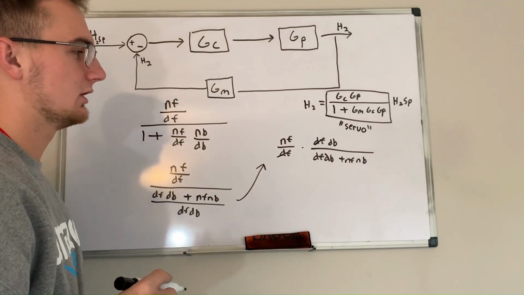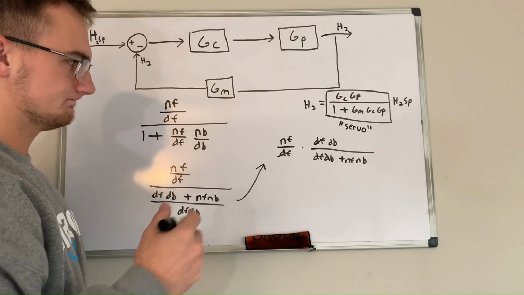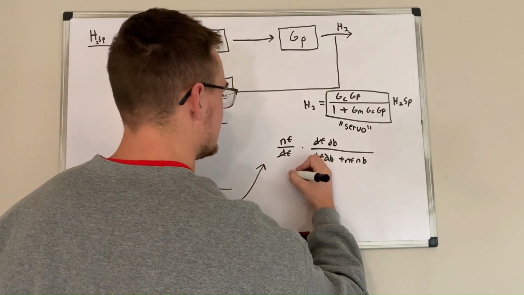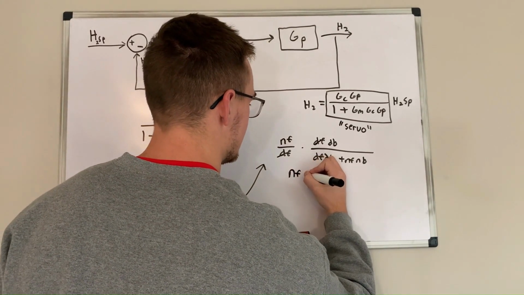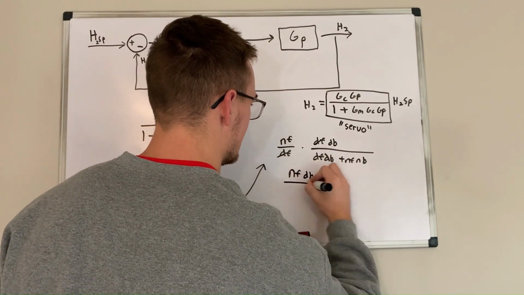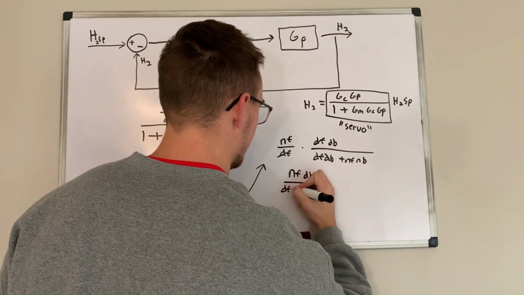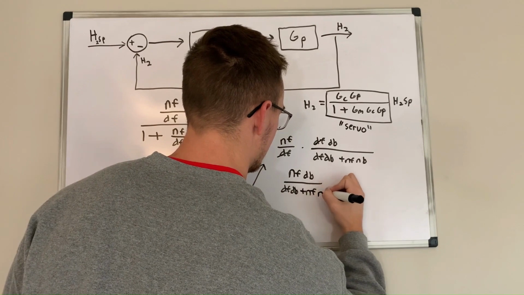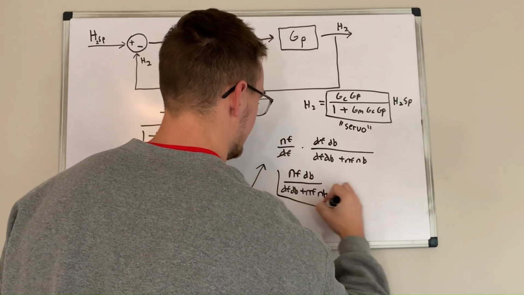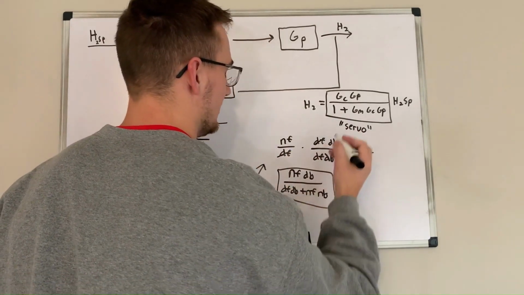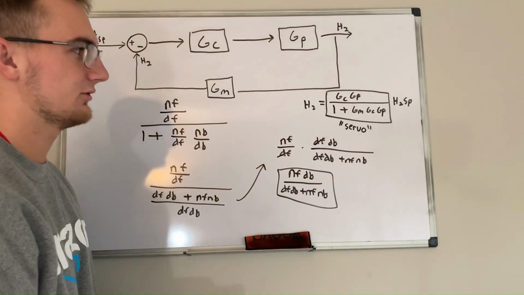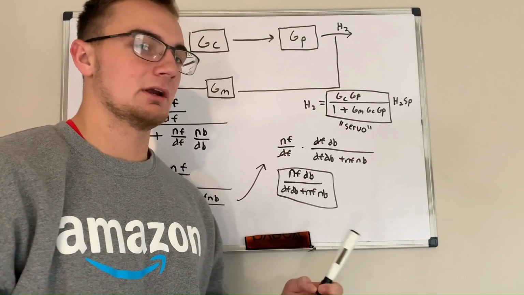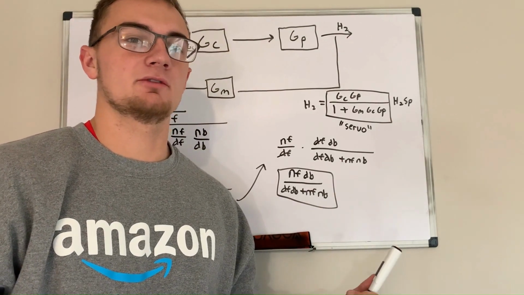So what our transfer function for our feedback control will look like here is NF DB over DF DB plus NF NB. Okay, and then this is just breaking down the same servo function, again our transfer function for our feedback control, in terms of numerator and denominator of our forward and backwards transfer functions.